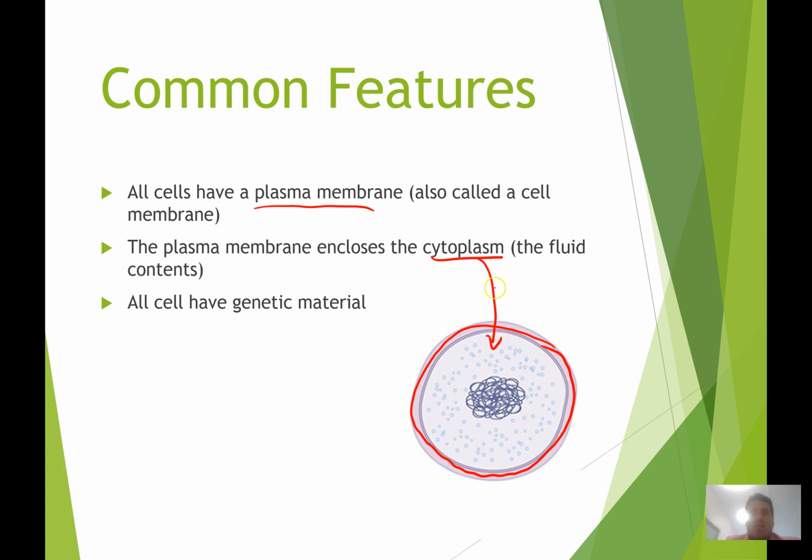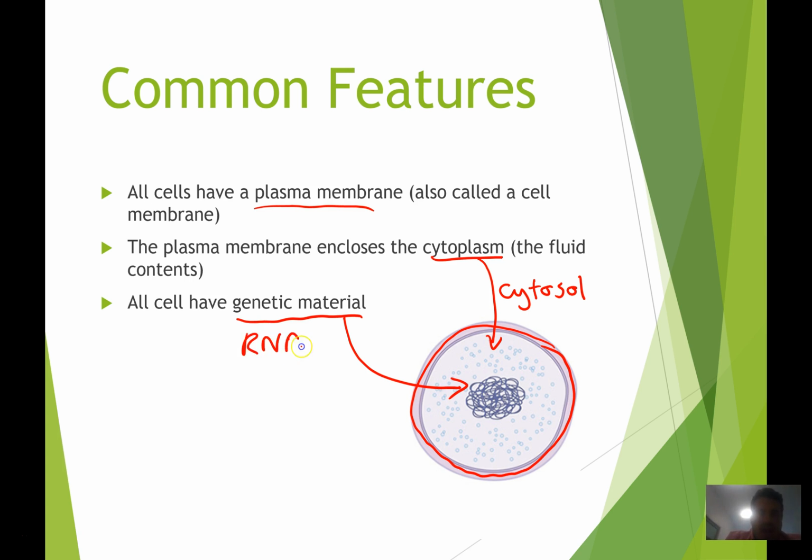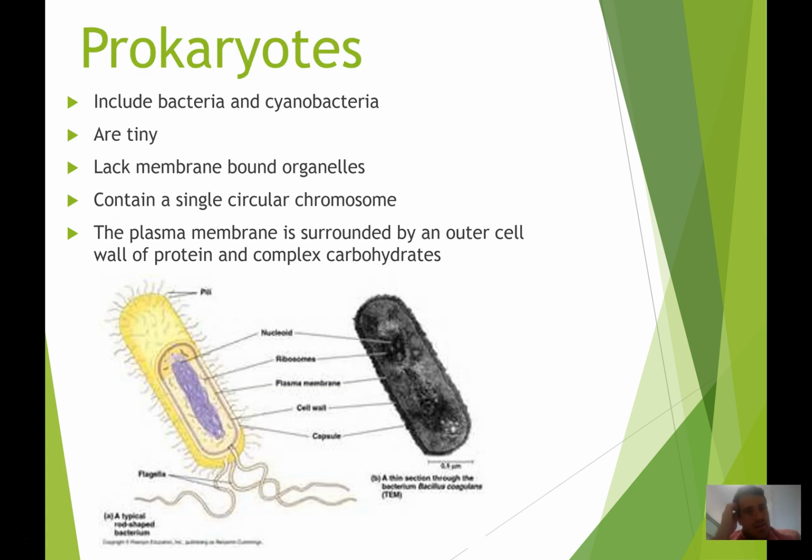You might also see this called the cytosol, which is pretty much the same thing. Cytosol just means it's the liquid. Cytoplasm is the liquid with all the stuff inside. And also, all cells have some kind of genetic material, which we represent, usually in the middle. This can be either RNA or the more familiar DNA.